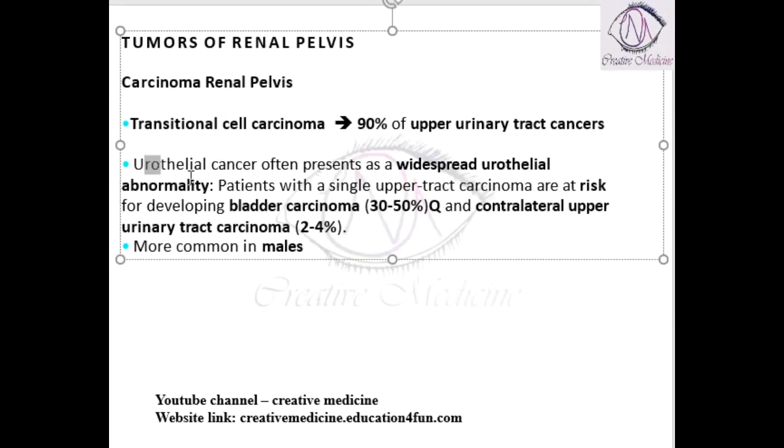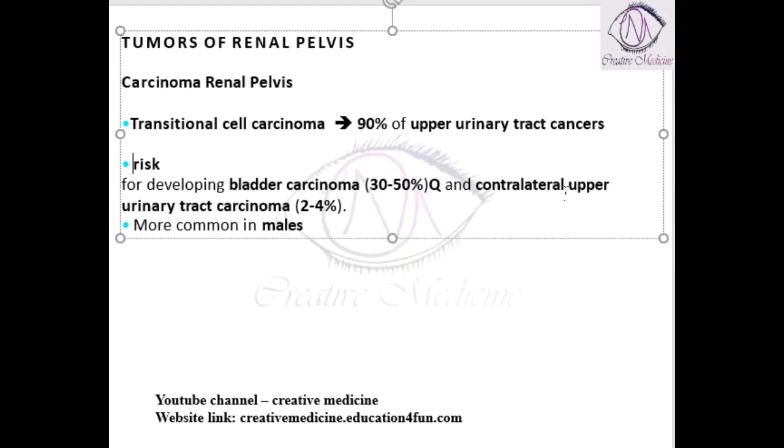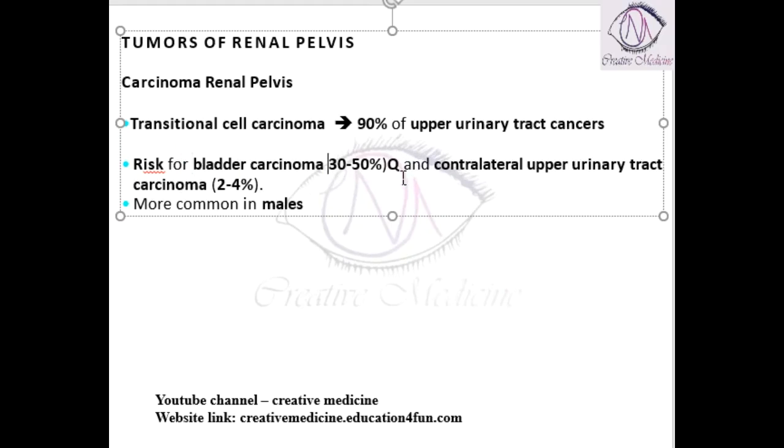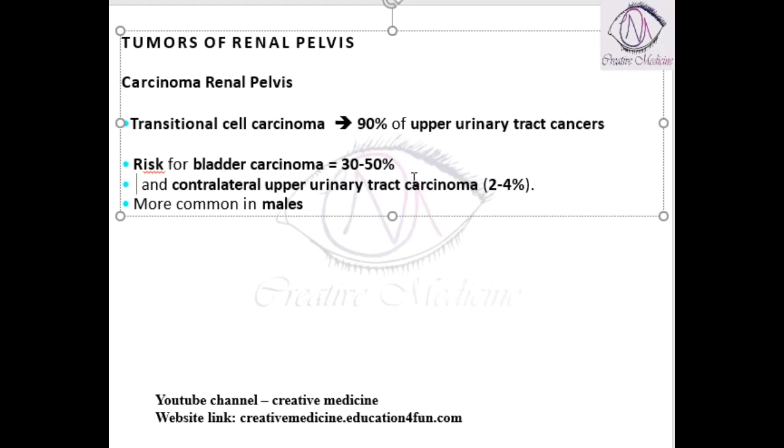Here, the patient with carcinoma has increased risk of developing bladder carcinoma. So, for these patients with carcinoma of renal pelvis, the risk for bladder carcinoma is around 30 to 50%, and there is also risk for contralateral upper urinary tract carcinoma. The risk for contralateral upper urinary tract carcinoma is around 2 to 4%.